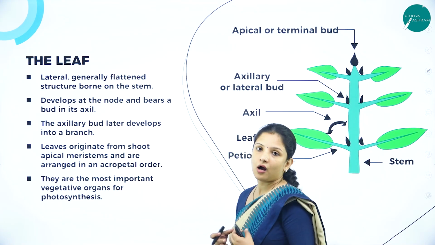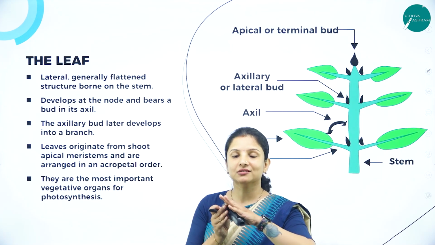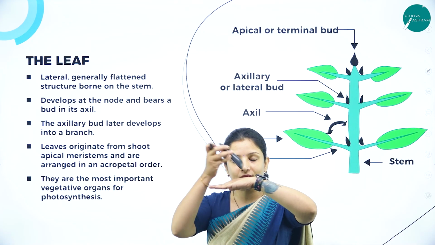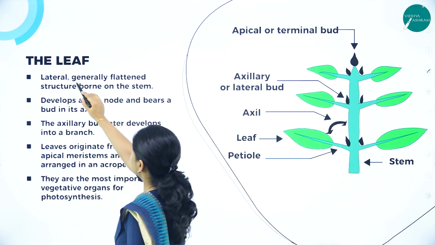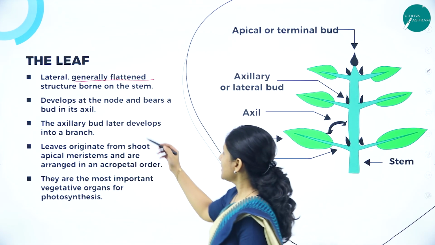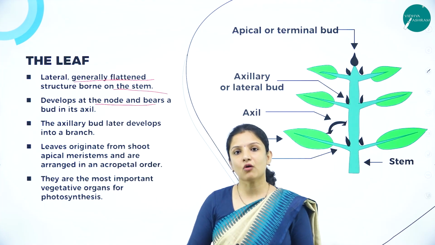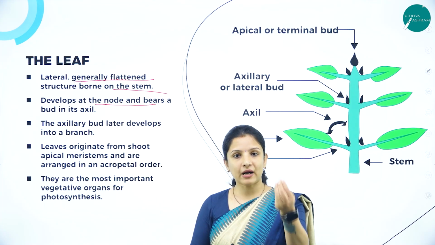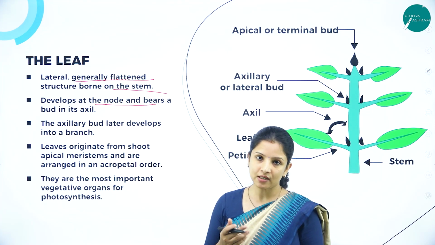So, the leaf, how does it look? It is generally a flattened structure which is completely flat both at the dorsal side and the ventral side. Therefore, it is a flattened structure and leaves are usually borne on the stem, especially at the nodal region of the stem, and also wherever a bud arises in the nodal region, there also the leaves can arise.